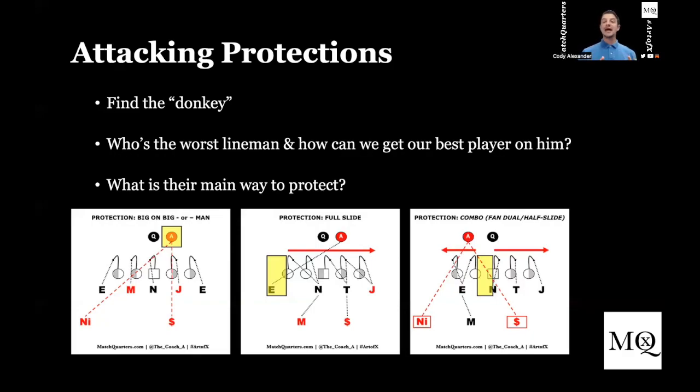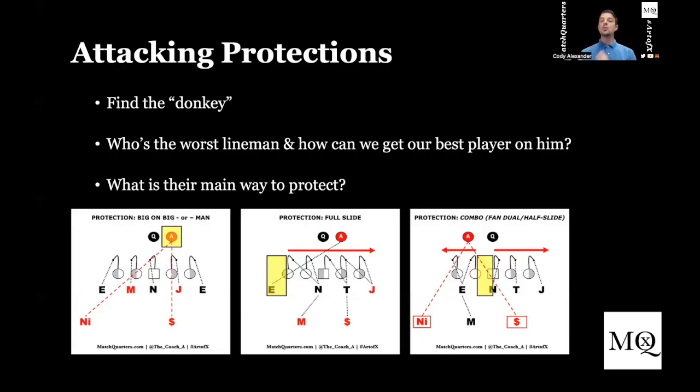Full slide means it's zone scheme, right? Everybody's stepping in one direction and then blocking the next man over. And then combo is, hey, we've got a man side where we only have two over here, so we're putting 2 on 2, and then we're going to have the center, and whatever side he's sliding to, we just use that zone scheme and slide. That usually puts the running back into the A gaps.